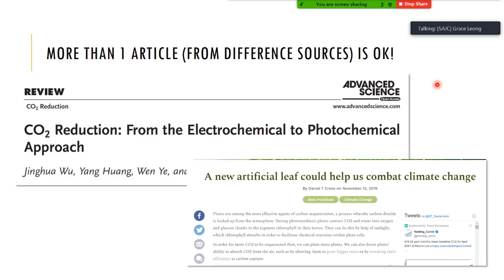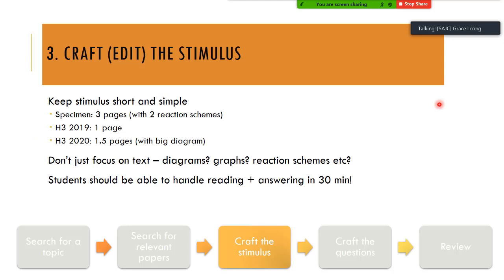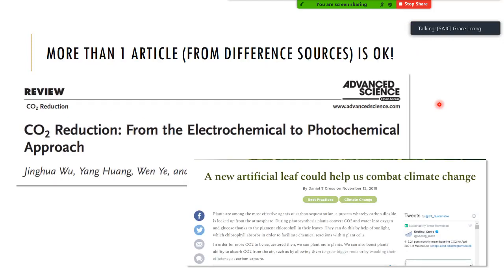And what Chong-Shin suggested is also to include another article on artificial photosynthesis. So what he did was to suggest a different article. This one is not even a journal paper. It's just an article from a scientific magazine that's available online. So it's also very easy reading. So we use these 2 articles which have the same theme of carbon capture using different methods for our stimulus.